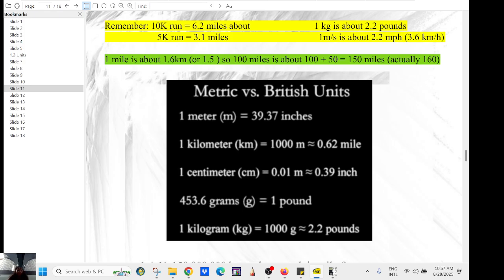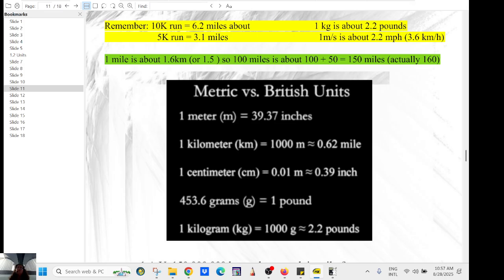If you like to run, if you have a running app, they always tell you, oh, you have to go for 5K. 5K is about 3 miles. 10K is about 6 miles. So it's easy to remember. Okay, so 10 kilometers is about 6 miles, 5 kilometers is about 3 miles. And then you can solve the proportion.